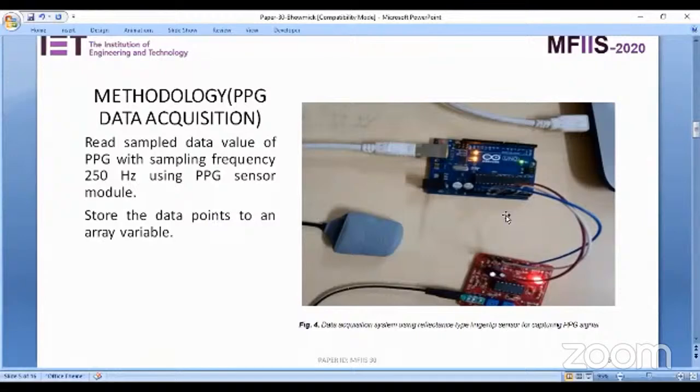In this diagram, this one is the Arduino IDE module, this one is the PPG acquisition board, and this one is the PPG sensor module.